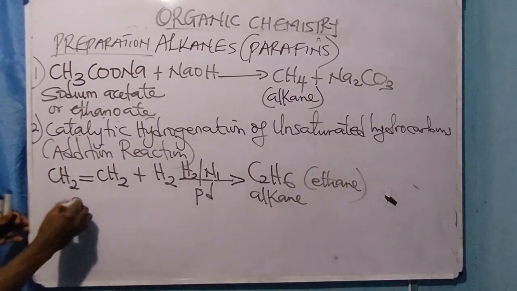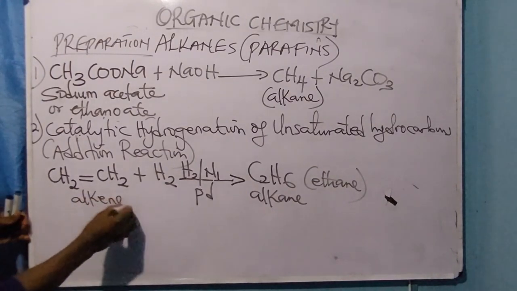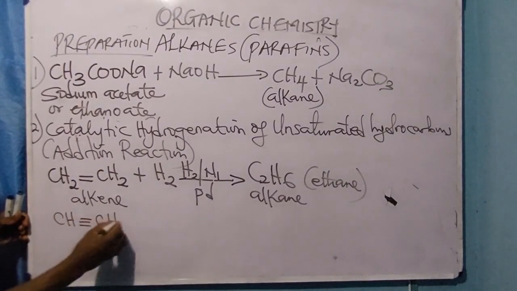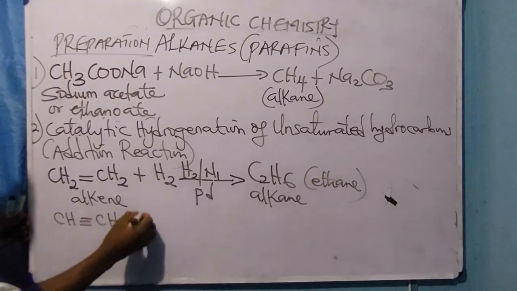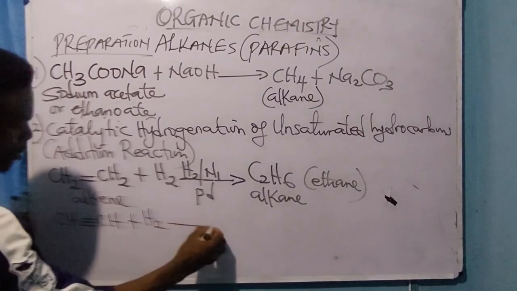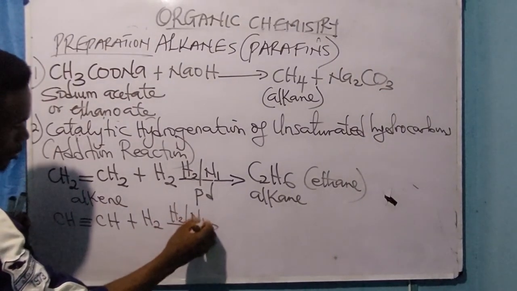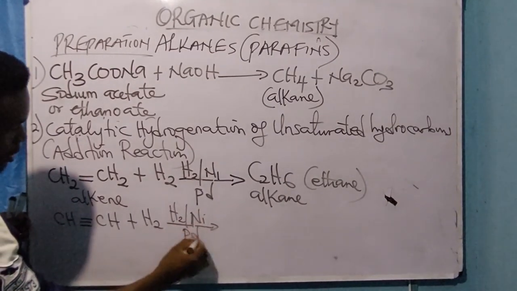Okay, this one is alkene. Now alkyne, CH, alkyne, then plus H2. Don't forget the catalyst is very important to write, nickel or Pt.